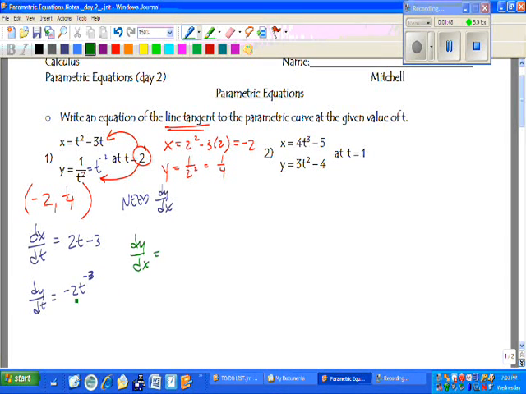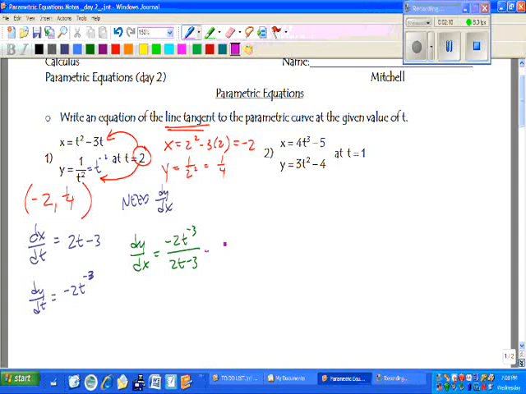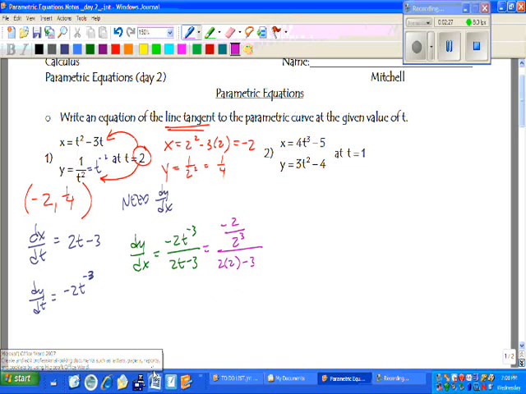So dy dx is dy dt divided by dx dt. Negative 2t to the negative third, all over 2t minus 3. Now we don't necessarily have to simplify this because we're evaluating it. We want to figure out what our derivative is when t is 2. That's going to give us our slope of our tangent line. So we need to put 2 in for t. So we're going to have negative 2, t to the negative third is like having it over t cubed, but t is 2. So we have that over 2 cubed, all over 2 times 2 minus 3.